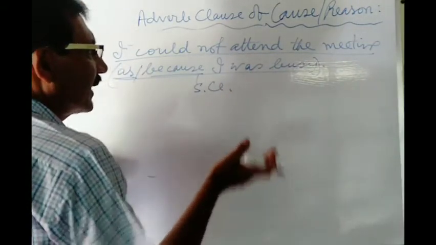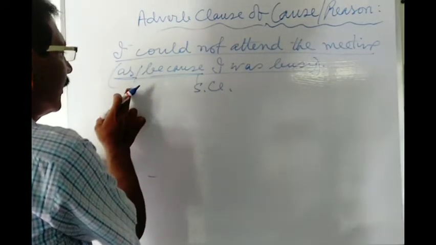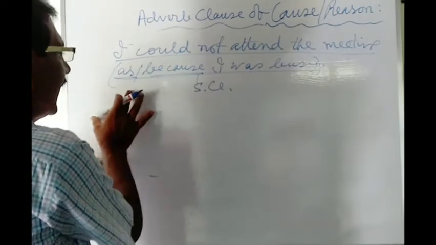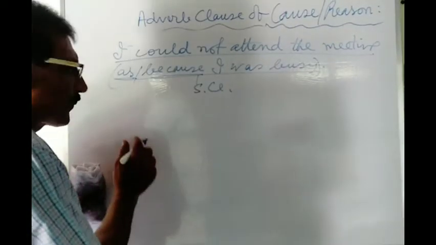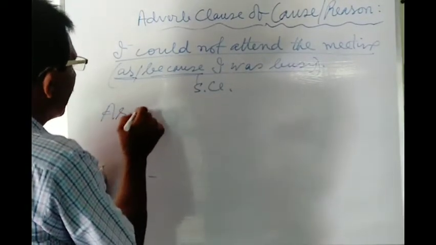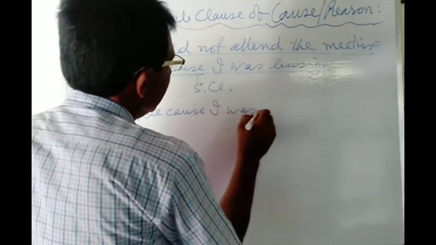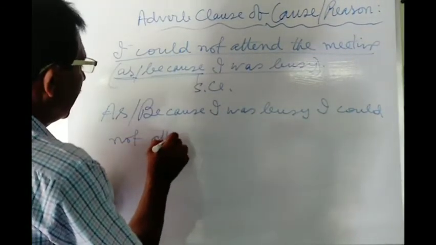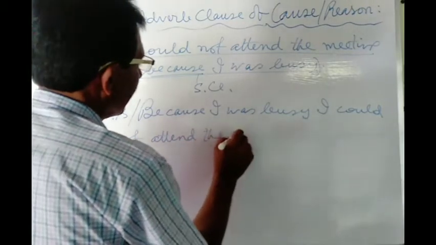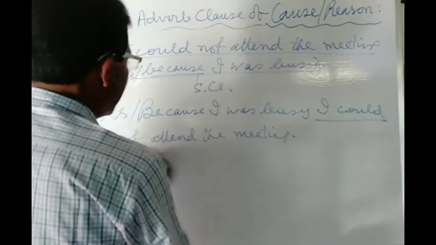Here if you write the sentence in another way, if you write at the beginning of the sentence with the subordinating clause in this way, as or because I was busy, I could not attend the meeting, this will also be correct. As or because I was busy, I could not attend the meeting. I could not attend the meeting. This is the principal clause.